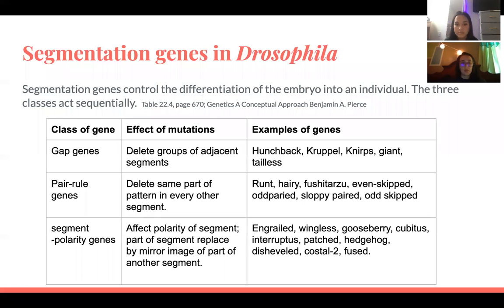This is just a table that I pulled from the book. It's on page 670, and it's just segmentation genes and how they control the differentiation of embryos into an individual. They all act sequentially, which means they happen in that order. If you want to take a look at that, again, it's on page 670 in your book.